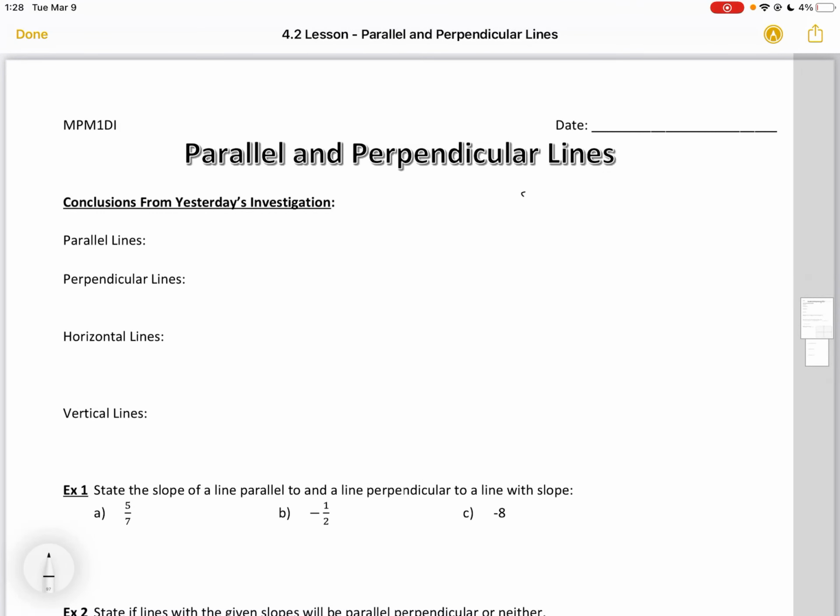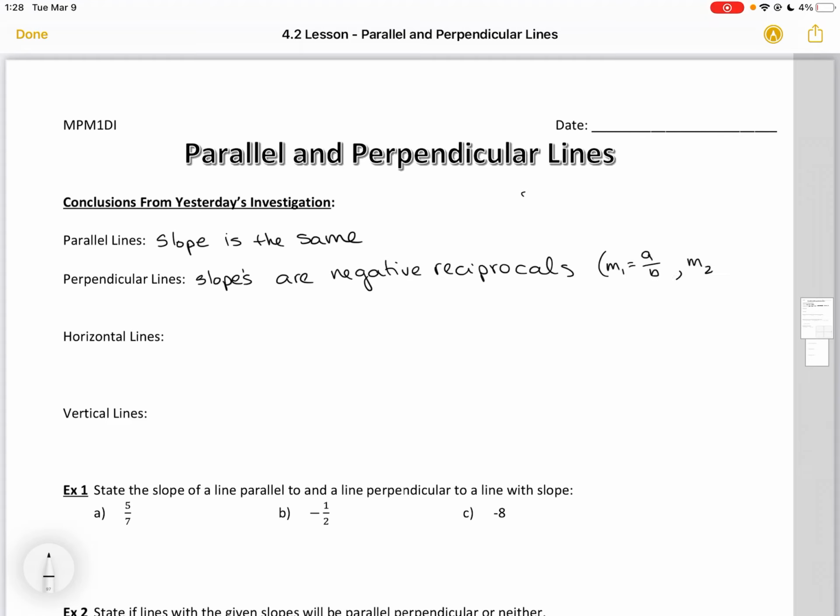This video goes over parallel and perpendicular lines. From the investigation we did yesterday, you should have identified that for parallel lines, the slope is the same. For perpendicular lines, the slopes are negative reciprocals, which means that if your first slope is A over B, your second slope would be negative and the reciprocal, so flipped.